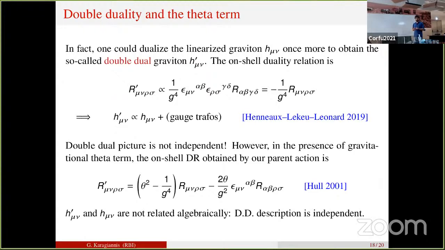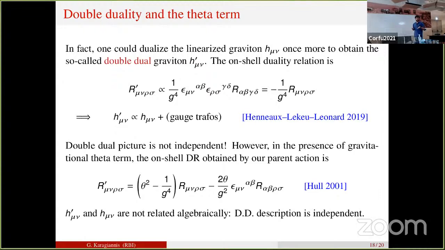Standard electromagnetic duality results by dualizing the first two indices of the Riemann tensor. But instead, one could dualize both slots of the Riemann tensor, like that. And this actually leads to an algebraic relation between the double dual Riemann tensor, R prime, and the original Riemann tensor.